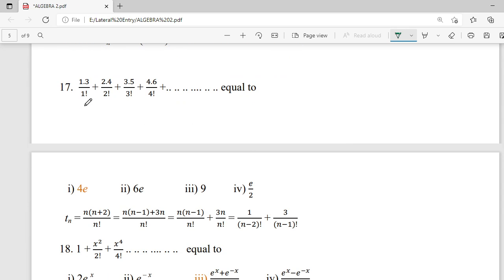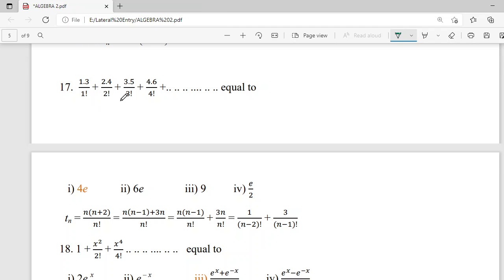Then this you see, this is a series, your series is 1 by 1 plus 1 by 1 factorial plus 1 by 2 factorial, etc., etc. So in this case you find the nth term. Nth term, you make a pattern, find the pattern. So this nth term is n into n plus 2 divided by n factorial.